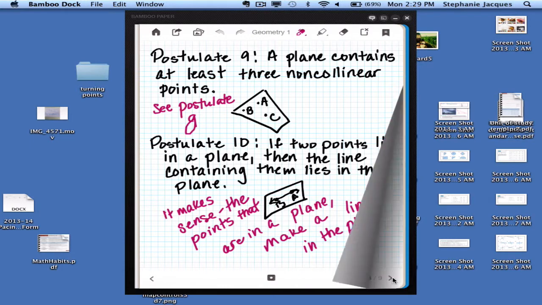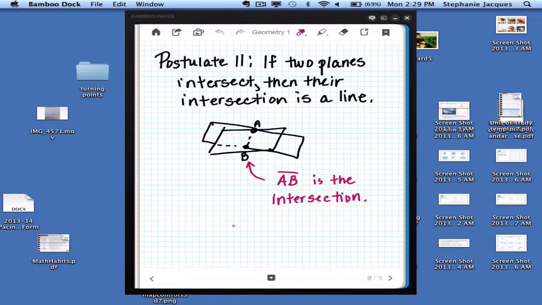And the last postulate we'll look at is postulate 11. If 2 planes intersect, then their intersection is a line. So for example, we have 1 plane going through, and we have another plane going through. They have AB here, but it's a bunch of dots, a bunch of points that those 2 intersect at. So line AB is the intersection. And that's all you need to know.